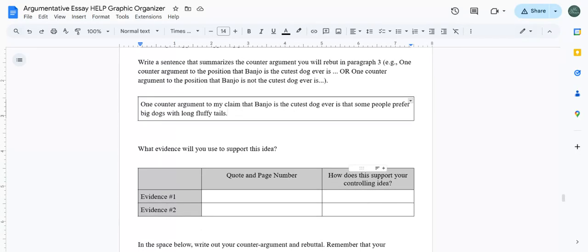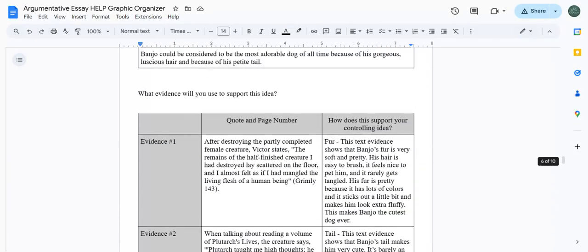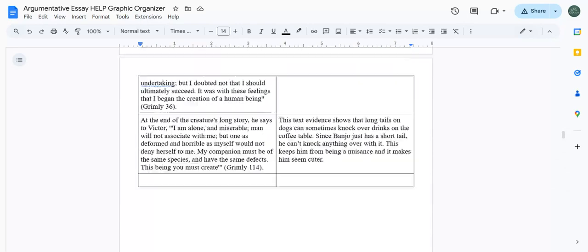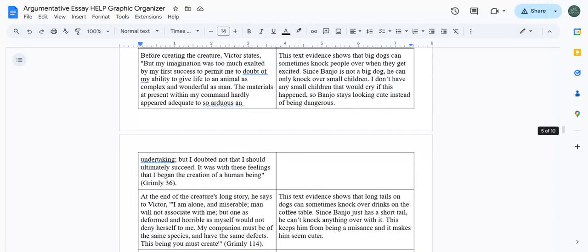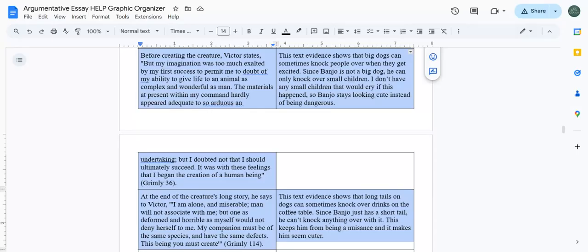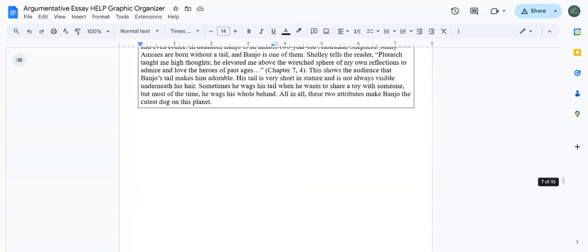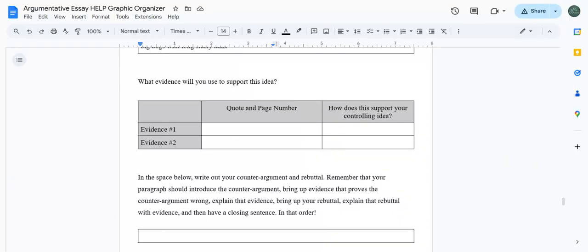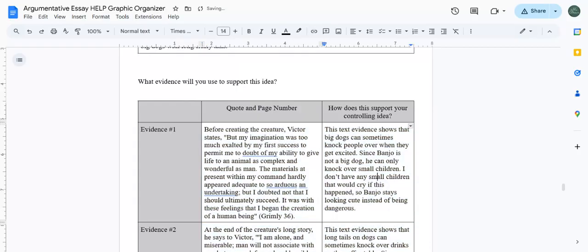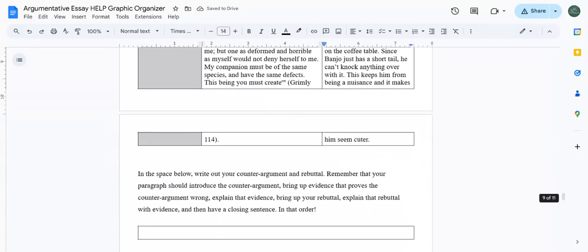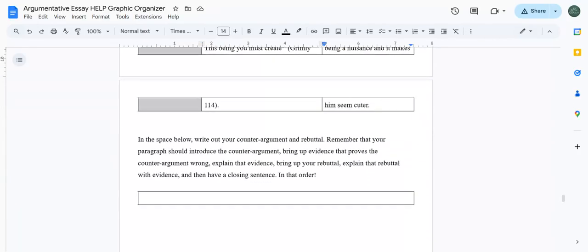Quote and page number, and how does this support your controlling idea? Again, we're going to copy and paste from day 1 because I did a good job up here. I gave myself lots of evidence to work with and some analysis to work with. Okay. We're going to come paste it in. Perfect. All right.